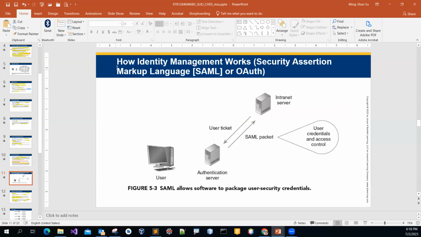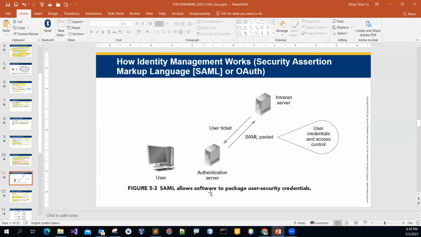So next one, talk about how identity management works. For security, you might see the term SAML. It is Security Assertion Markup Language, or sometimes also called open authentication or authorization, OAuth.